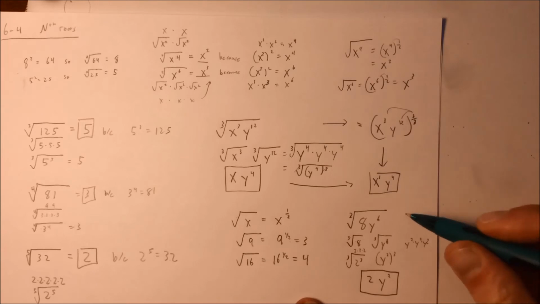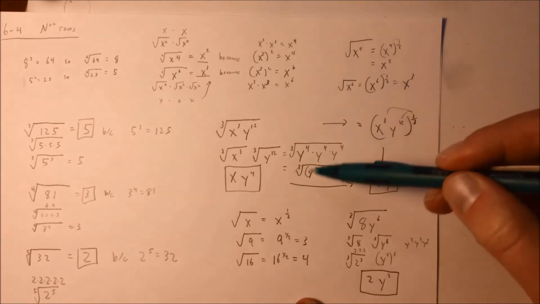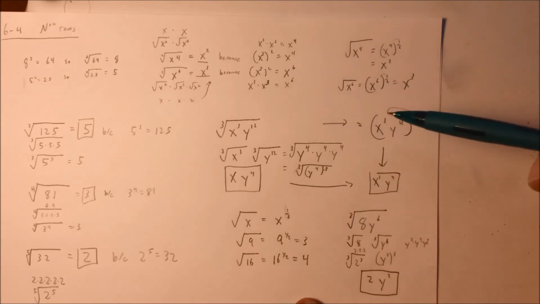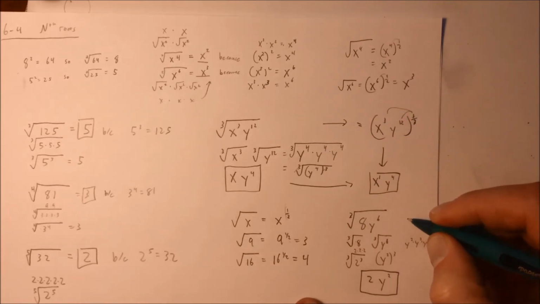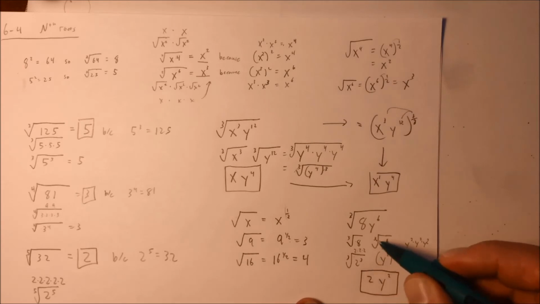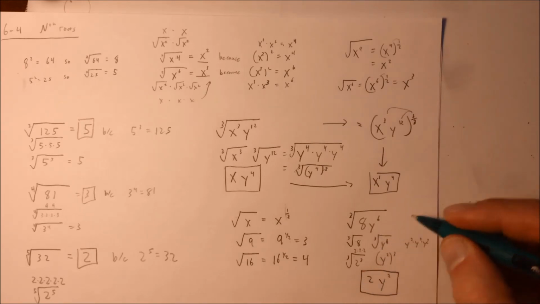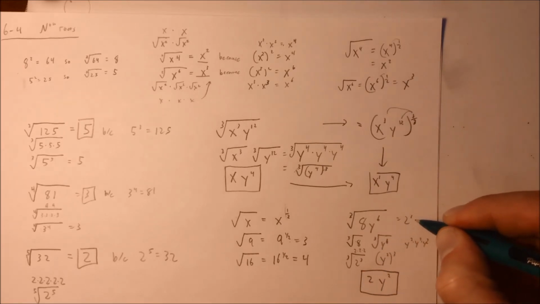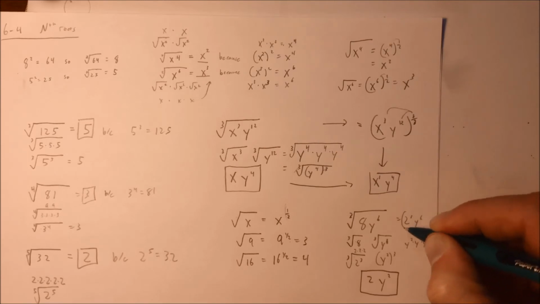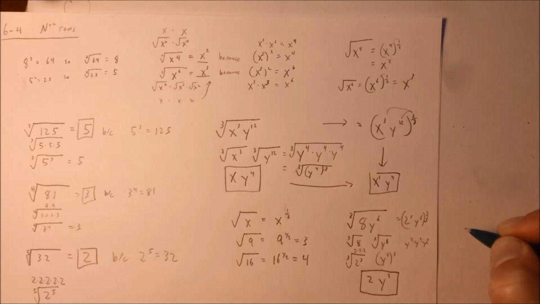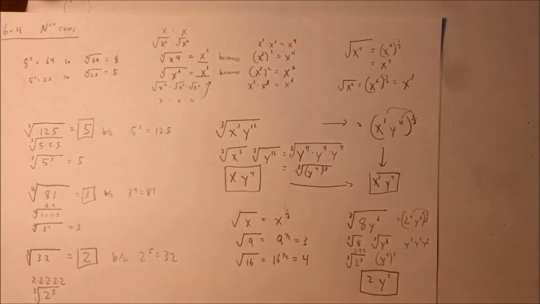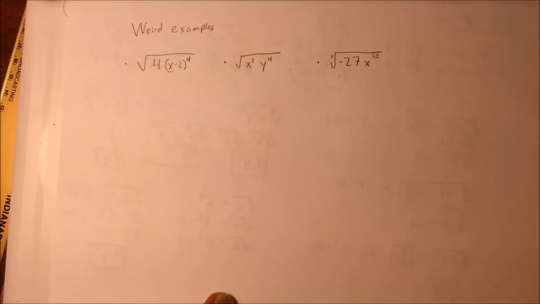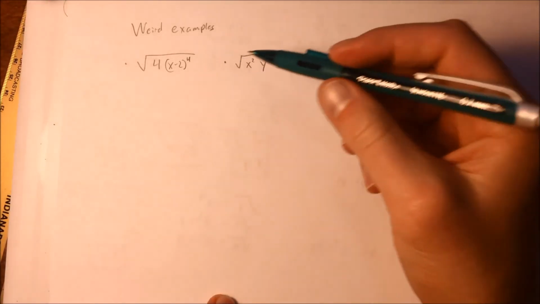And if I'd want to do this using the exponents as fractions, I could do that as well. I'm still going to rewrite it though. 2 to the 3rd and y to the 6th, all to the 1/3 power. I can distribute that just like that, and I'm going to get the same thing. All right, couple of weird examples here.